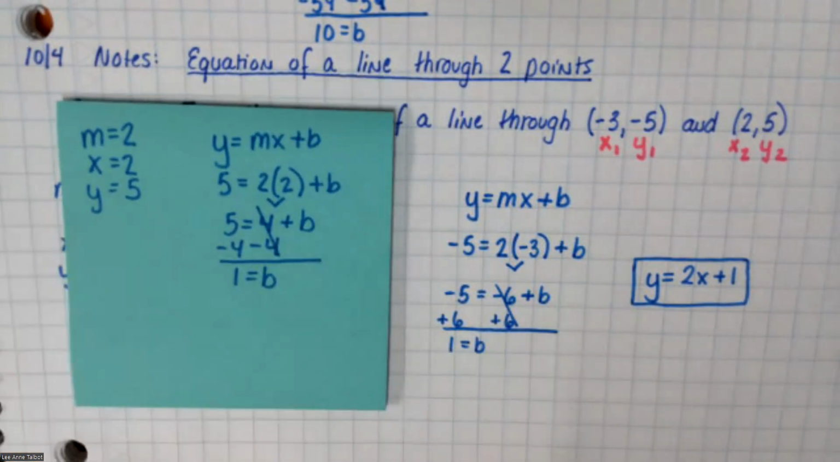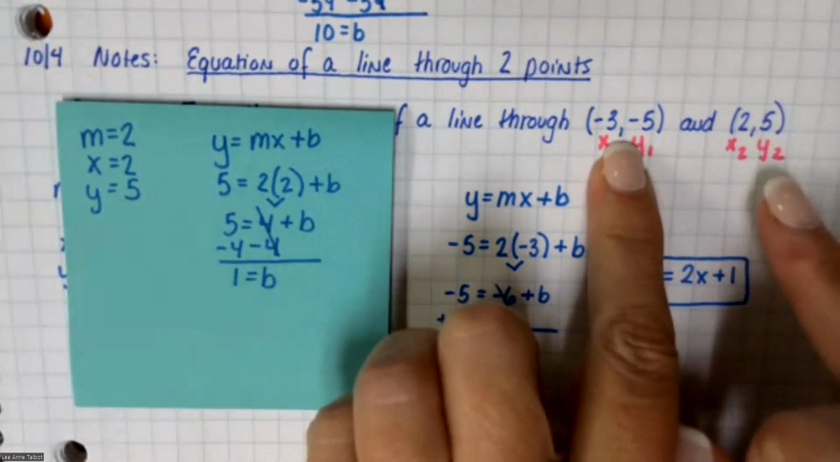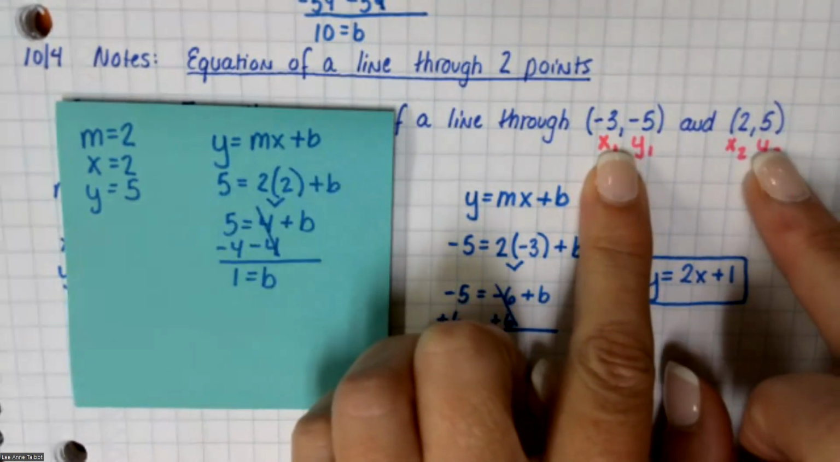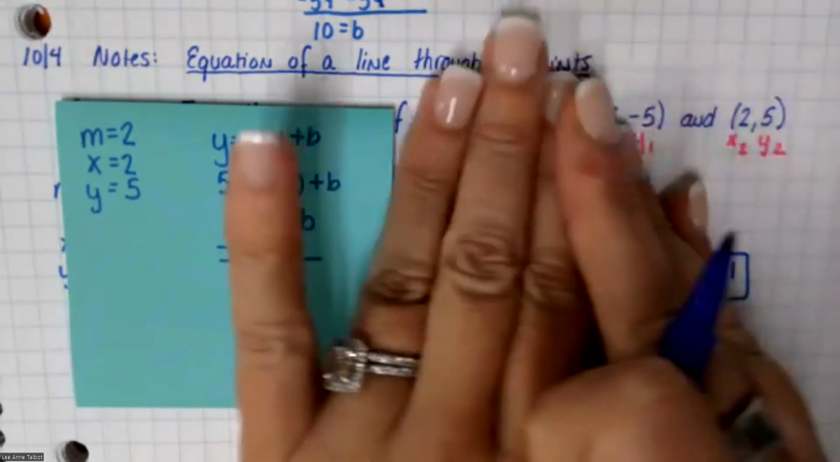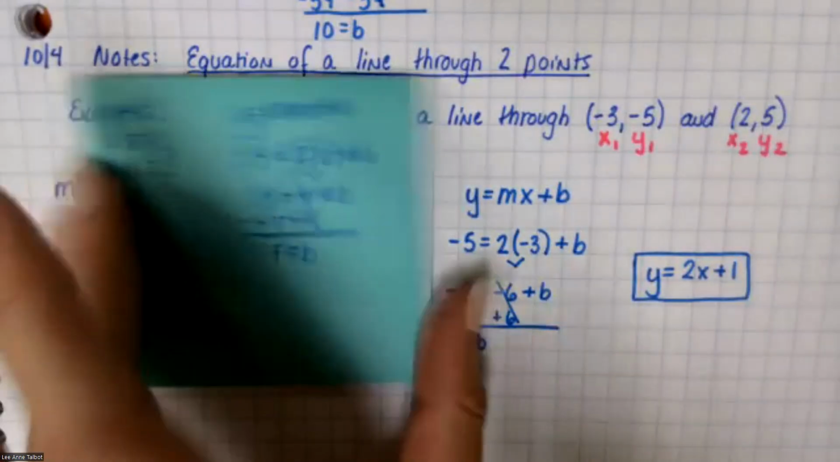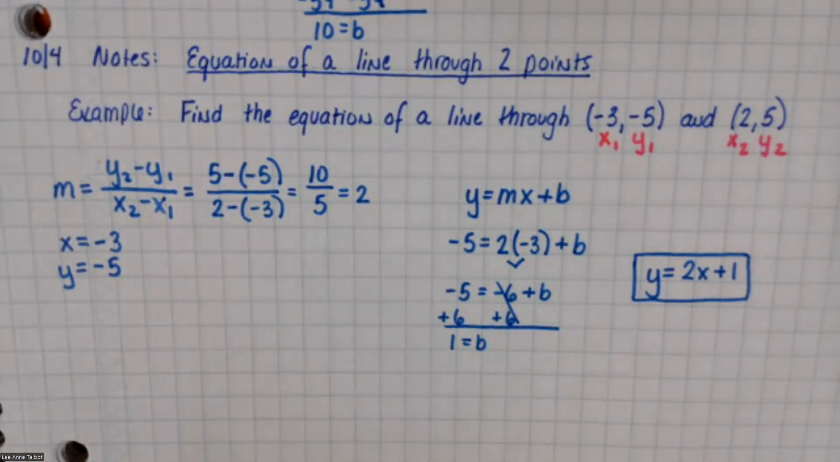So it doesn't matter which point you choose, just as long as you don't choose an x from this one and a y from this one, that wouldn't work. You have to choose the whole point, that one or that one. Just for your comfort, so you know it doesn't matter.